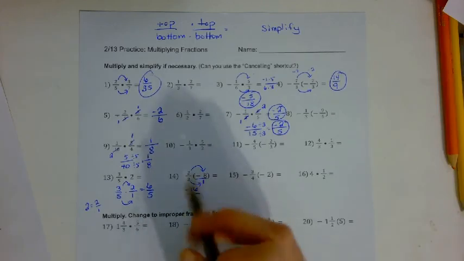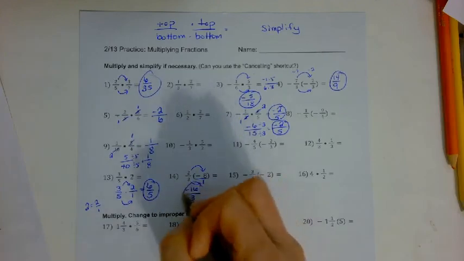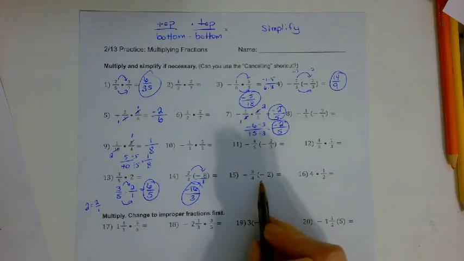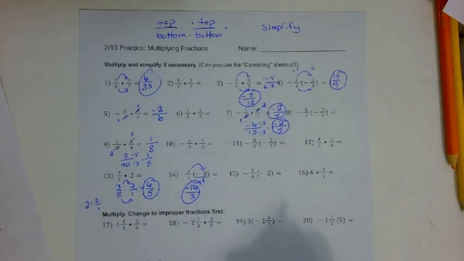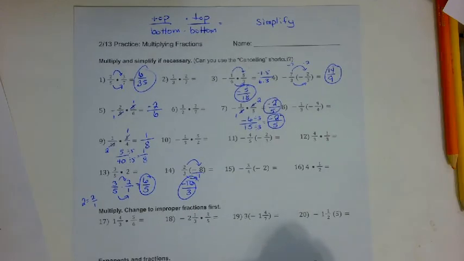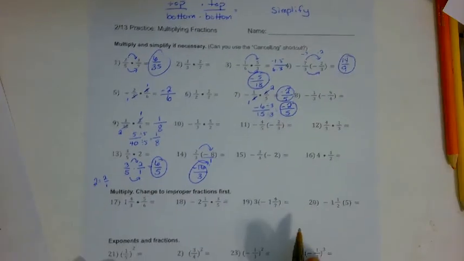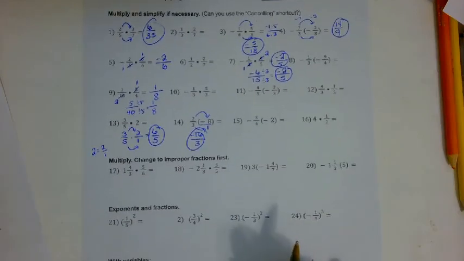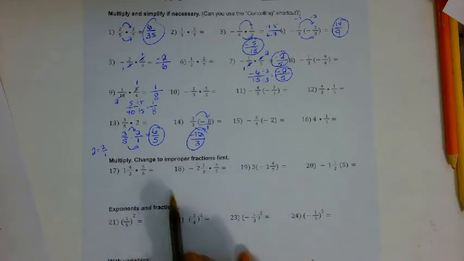And there's nothing to simplify here. There's no common factors. So you go ahead and do 15 and 16. And I think there's going to be common factors in there, so you might have to simplify when you're done. Okay, 17, 18, 19, and 20. You have to change these to improper fractions first.